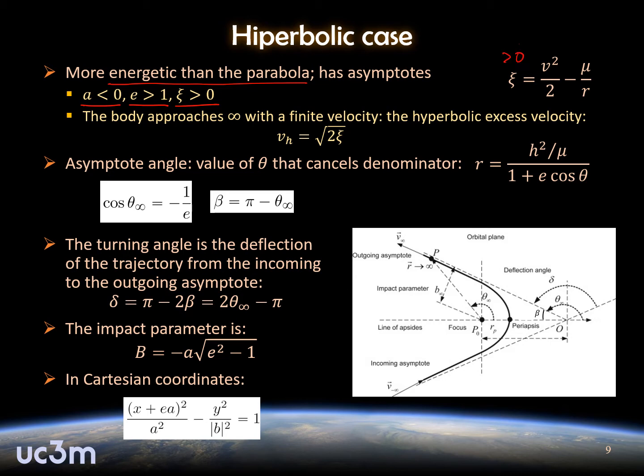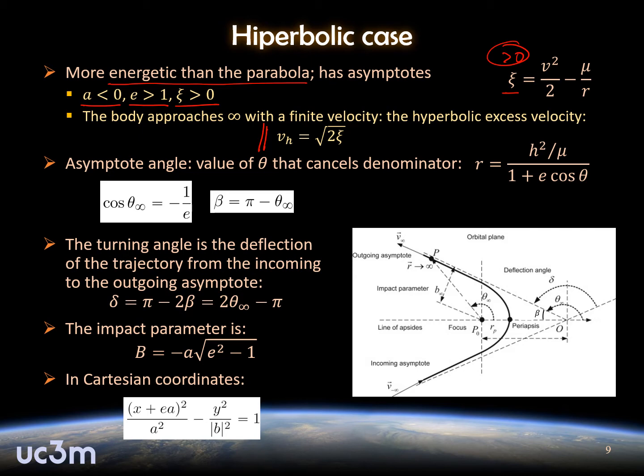So the fact that this is greater than 0 means that as r goes to infinity, the final value of the velocity that you find is greater than 0, and that is what we call the hyperbolic excess velocity. It can be computed directly from the mechanical energy equation just by making r go to infinity, and this is the result that you get.